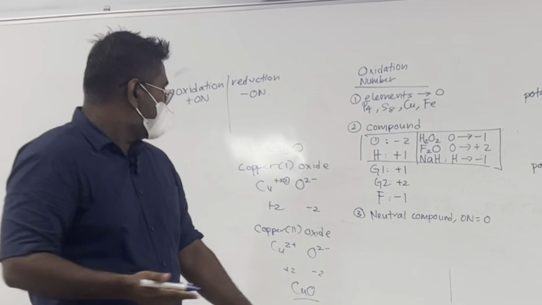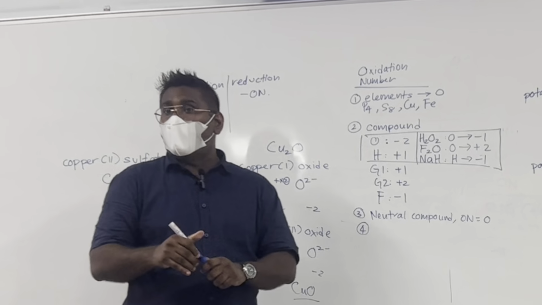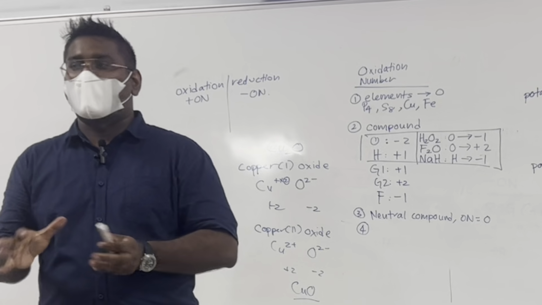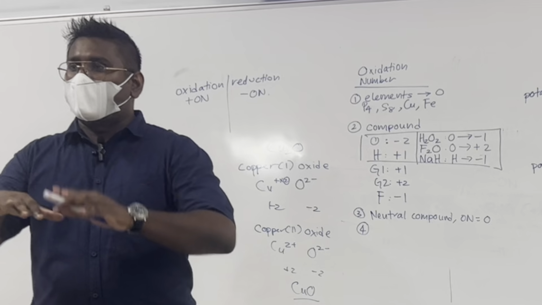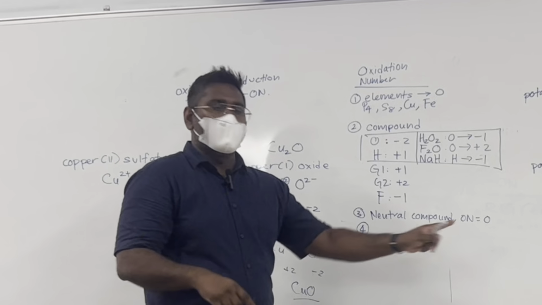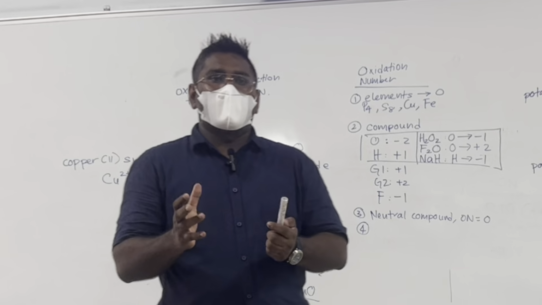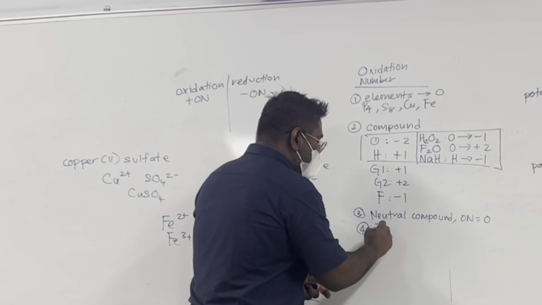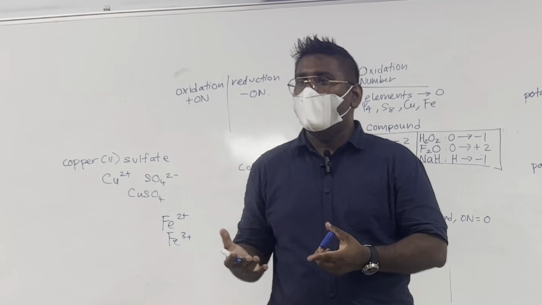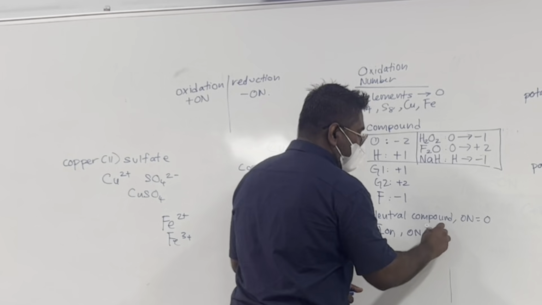Now, there are a total of 4 rules over here. There are more actually if you look at the textbook, but the important thing is 4, so let's make it simple. Another one: this is the compound, overall is going to be 0. Now, if you have an ion, let it be simple or complex, the oxidation number follows the charge.